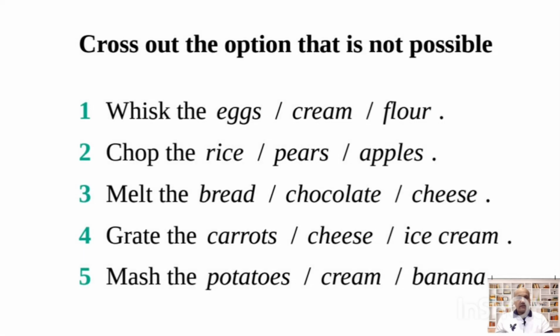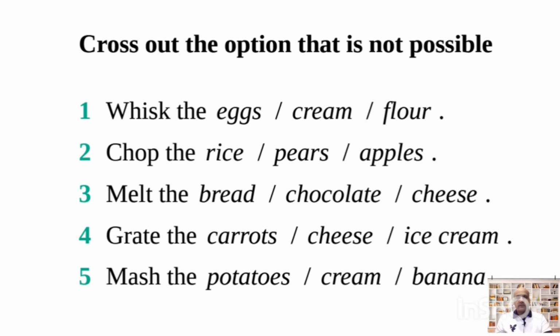Now, test yourself. I will read only the words or the sentences, and I'm waiting for your answers in the comment section. Hopefully you will answer and watch the video until the end. Cross out the option that is not possible. So you have 2 options that are possible and 1 option that is not possible. What is it? Just cross it out or write it in the comment section.